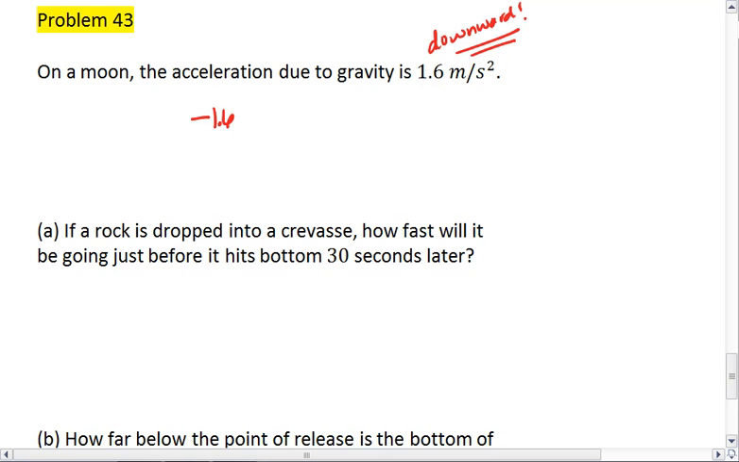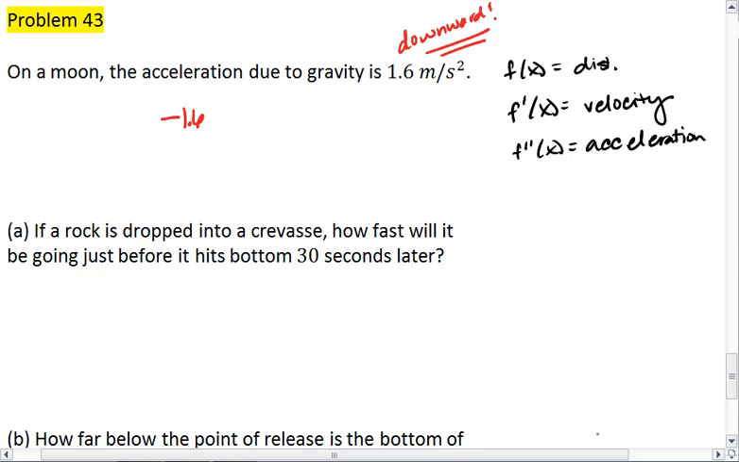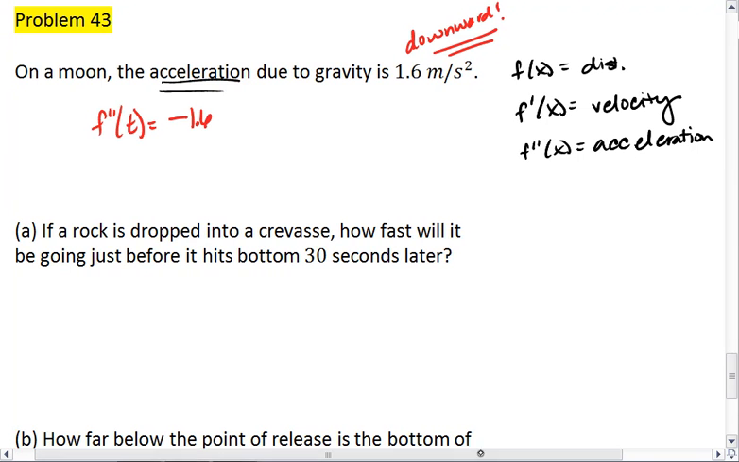There's one important thing you need to understand, and that's this: if an original function gives us distance, its derivative then gives you velocity, and the second derivative gives you acceleration. In this case, we're starting with acceleration. We're starting with the second derivative, and that's in terms of time. The acceleration is constant, so f double prime of t just equals negative 1.6.